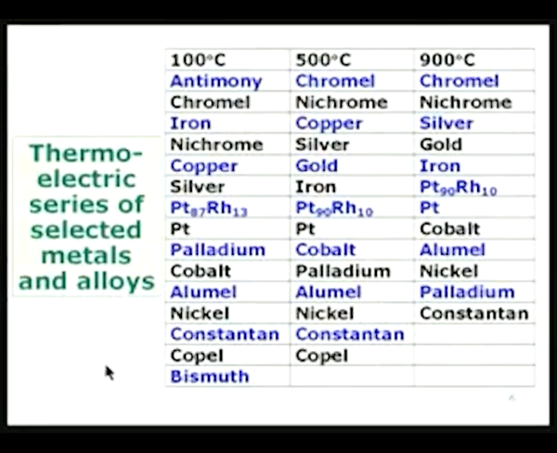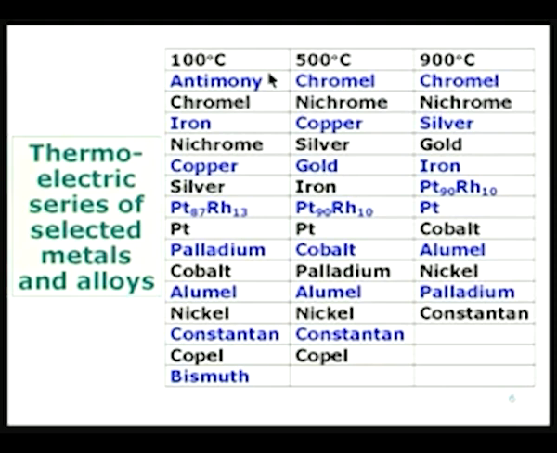Let us look at some of the thermocouple materials and alloys which are available. I have just put them in the following order. If you look at this column, for example, 100 degrees means this is the temperature range in which these materials can be used. 500 degrees here means these can be used up to 500 degrees. The materials shown in column 3 can be used up to 900 or even more. So, the 3 columns tell us the range of temperatures in which these materials can be used.